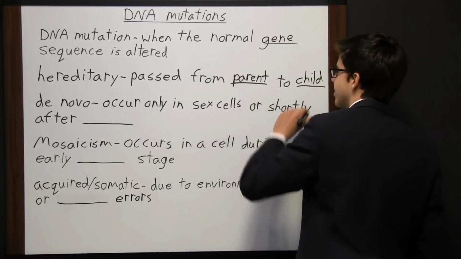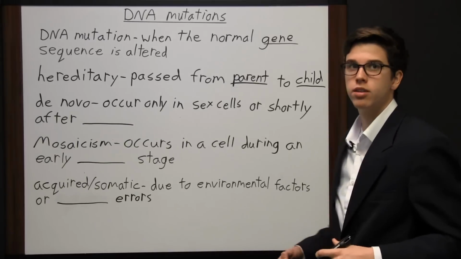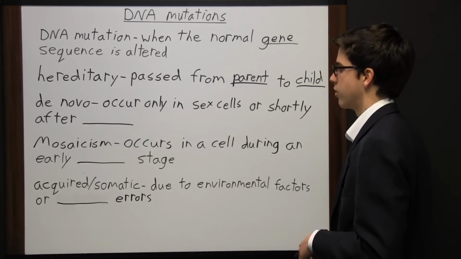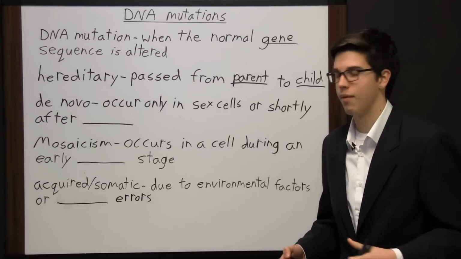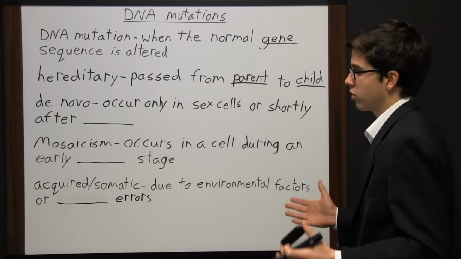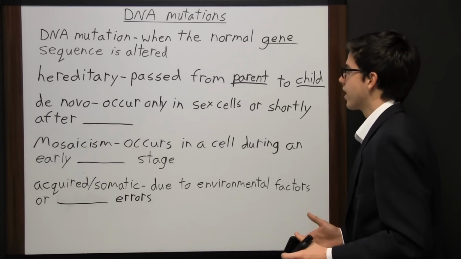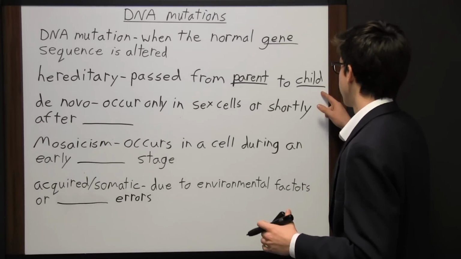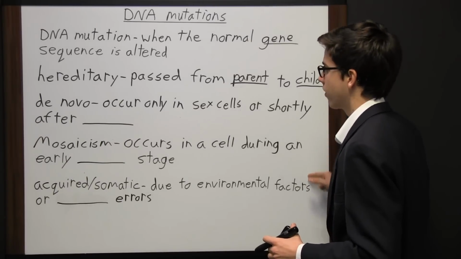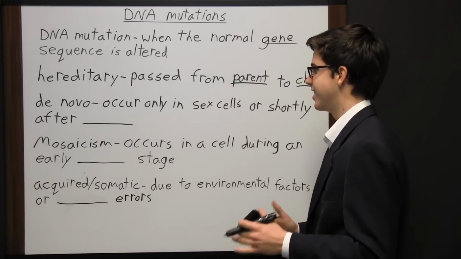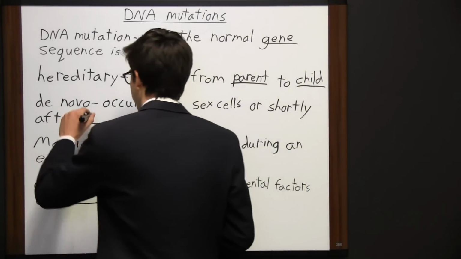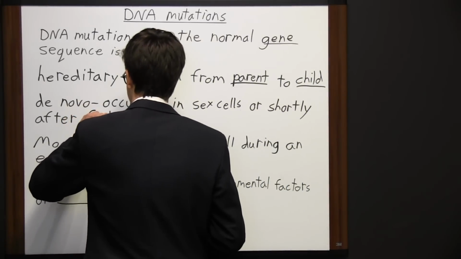So if a person has a gene disorder, it doesn't necessarily mean that their genes got messed up. It was just their parents' genes had a mutation. Now, you may ask, okay, well, how did their parents get that gene mutation? Well, it could have been passed down to them, or it could have been from one of these causes. One is called de novo, which means it occurs only in sex cells or shortly after fertilization.